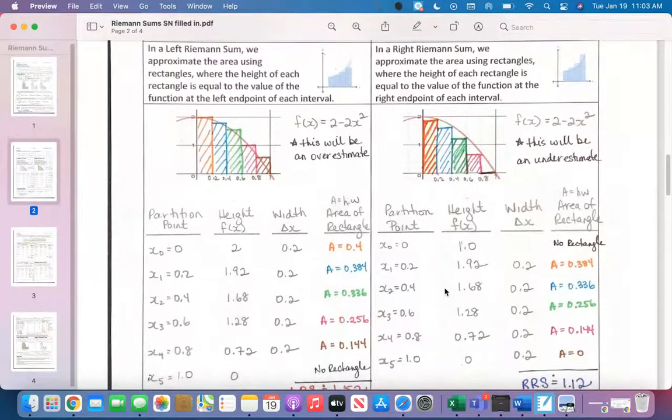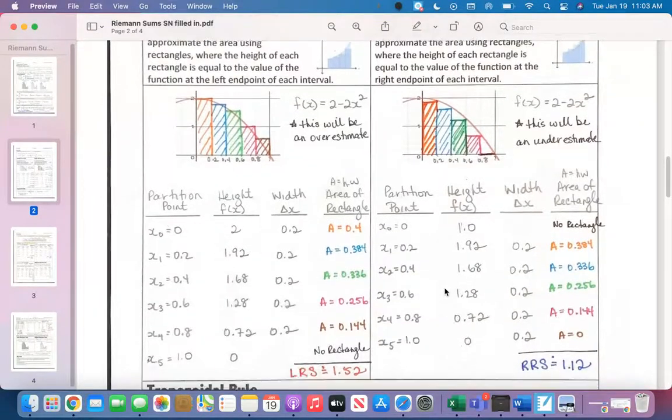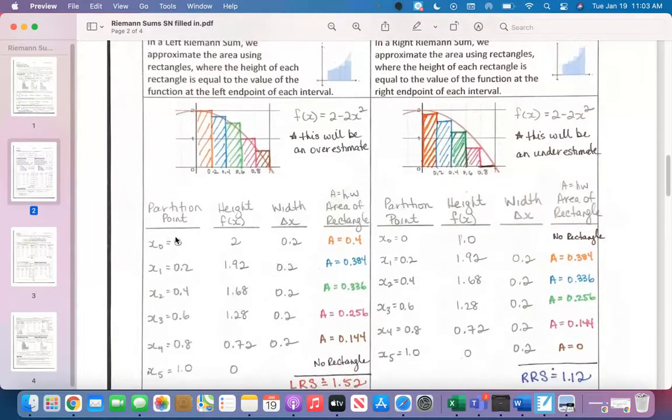Okay, so just to compare these two, I've got the same partition points for both, because I chose a constant width of delta x to be 0.2, so the delta x's are going to be the same for both. The heights are actually the same for both, but it depends on what direction we're coming from. For the left Riemann sum, we use the left endpoint to create the height of the rectangle, and for the right Riemann sum, we use the right endpoint to create the height for each rectangle.